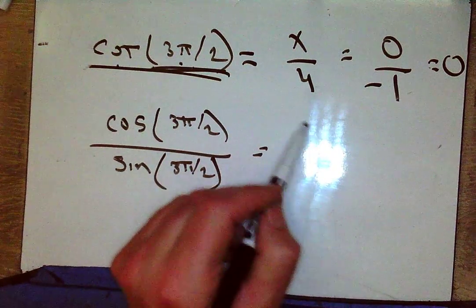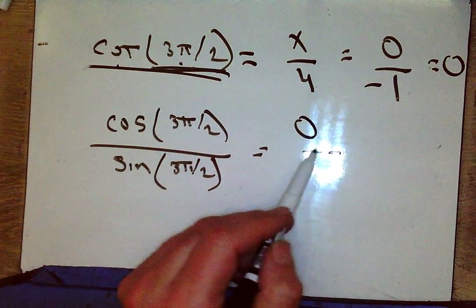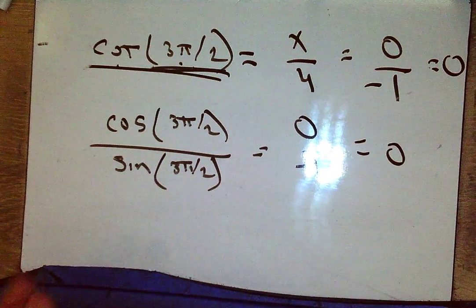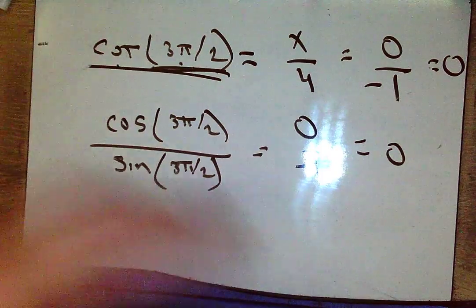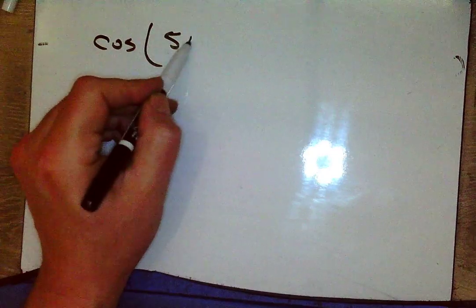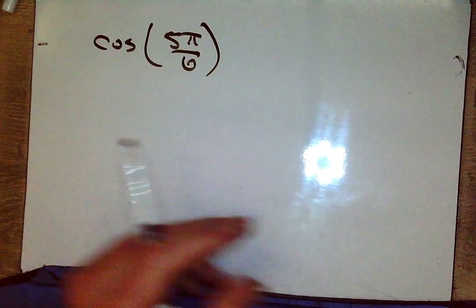Cosine of 3 pi over 2, sine of 3 pi over 2, and you make up the 0. So we have 3 different ways to figure that out, and you should be comfortable with at least one of them. Okay, how about this one? How about cosine of pi over 6?